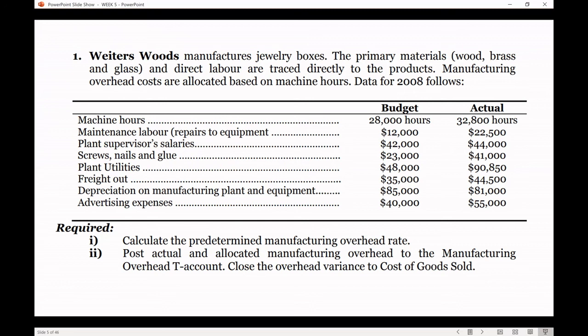So from the onset, we can say for this business, the cost driver is machine hours. We're noting that. So then it gives us data for 2008. That's the year that we're doing these statements for, right? So we're looking at the columns first.